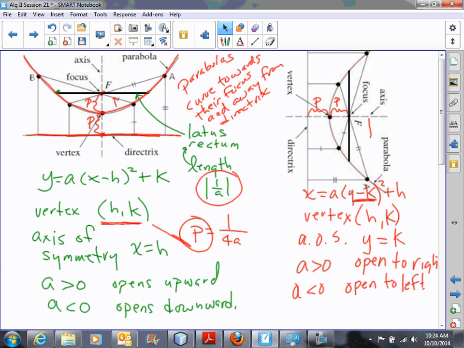Now, that is the information that you need to be able to do these problems. And I'm going to do solution videos with some of them. I think that pretty much takes care of it. So I'm going to end the concept video for parabolas right here. We're done.